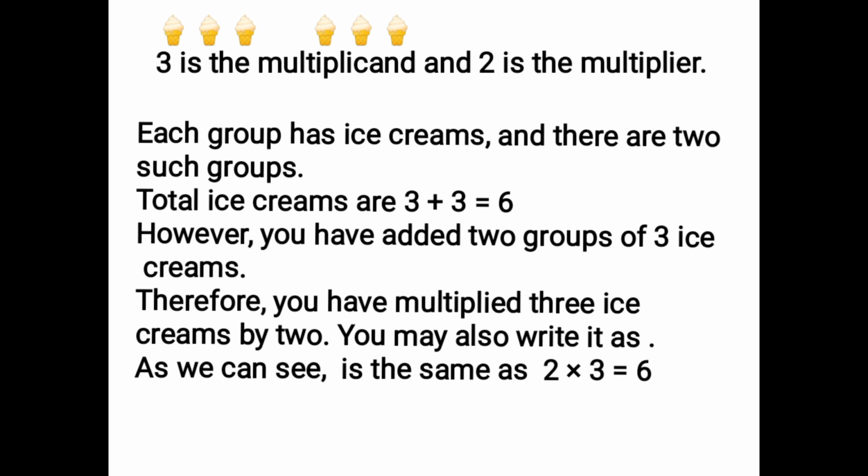Good. Now, even if you have 4 and 4, you have 4 ice creams, and you have another 4 ice creams in 2 groups. You can do 2 times 4, or you do 4 plus 4. Do you understand? Do you understand, Uchechukwu? Beautiful. Now, let's continue.